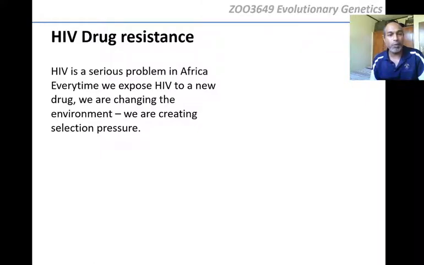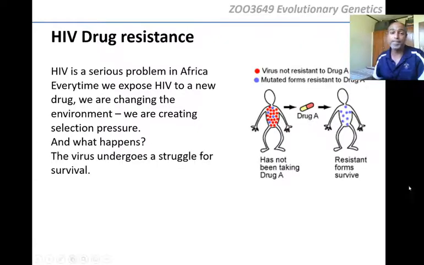So every time we give HIV a new drug, what are we doing? We are changing the environment, right? We are creating a selection pressure, right? Normally, nature is doing it, natural selection, but we are doing it now. We are creating the selection by giving it a hard drug. Now, what happens when HIV comes into contact with this drug? What happens? Here's a picture, right?